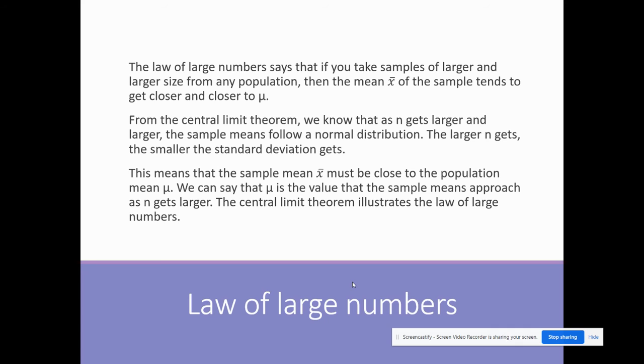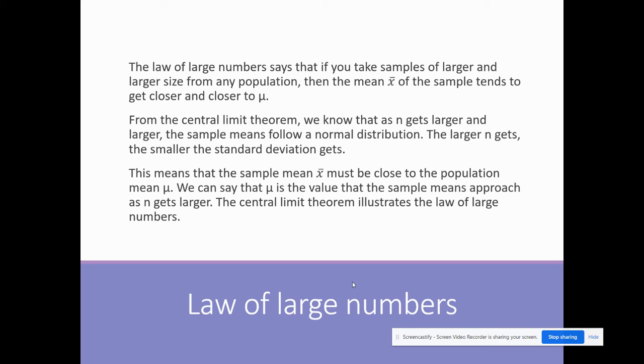So from the central limit theorem, though, we know that as n gets larger and larger, the sample means are going to follow the normal distribution. The larger n gets, the smaller the standard deviation gets. This means that the sample mean, x bar, must get close to the population mean. So we can say that the mean is the value that the sample mean approaches as n gets larger.